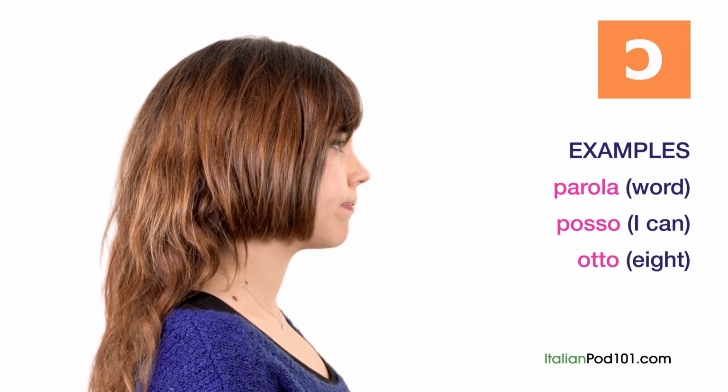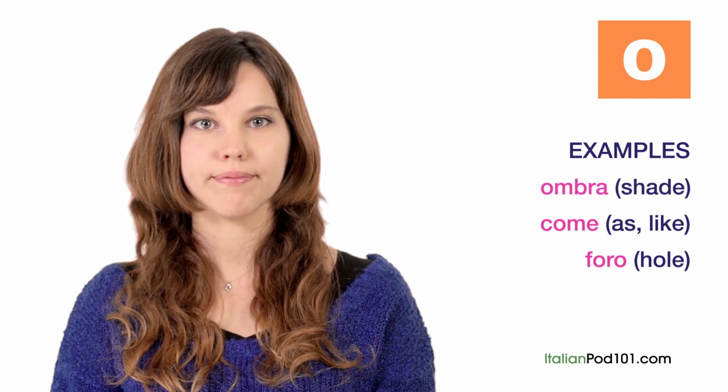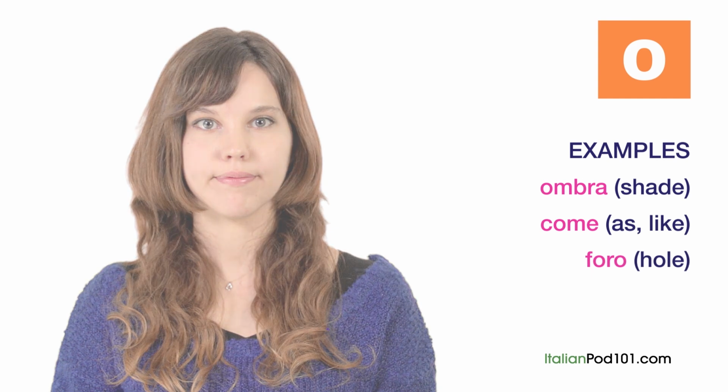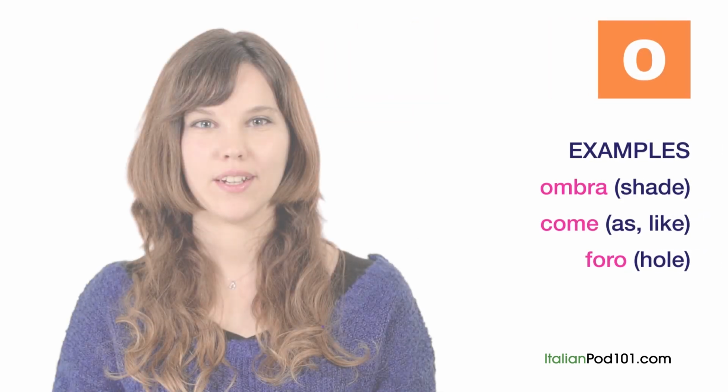The next vowel is O. Ombra. Come. Foro. This is like the previous sound, except your tongue is positioned a little bit higher. It's quite similar to the O sound in the word O. Just make sure not to widen your mouth too much. You only want to carry over the W sound slightly. Listen to Desiree.